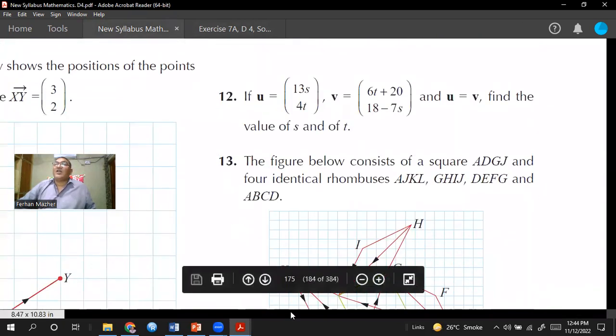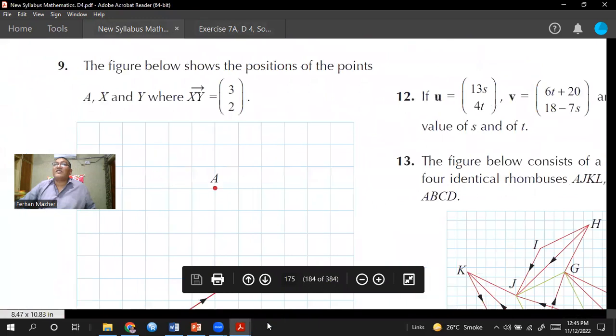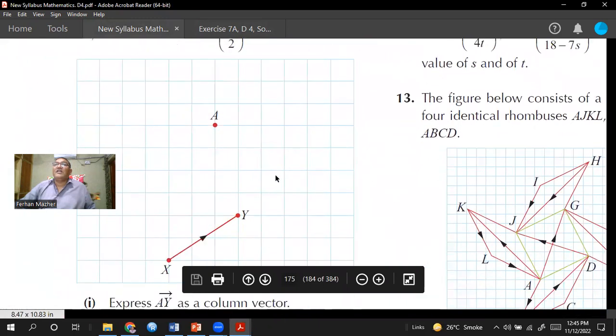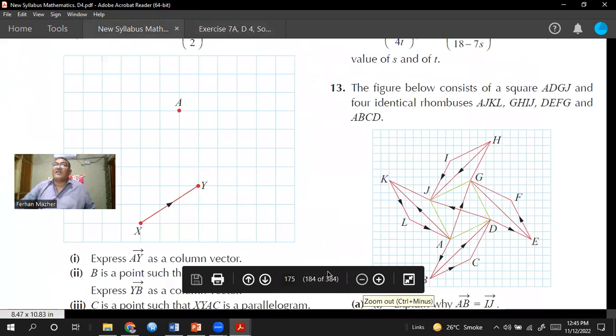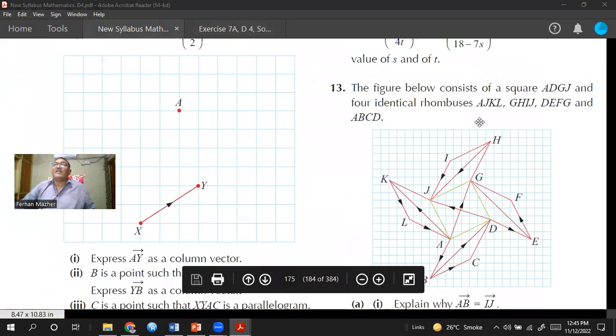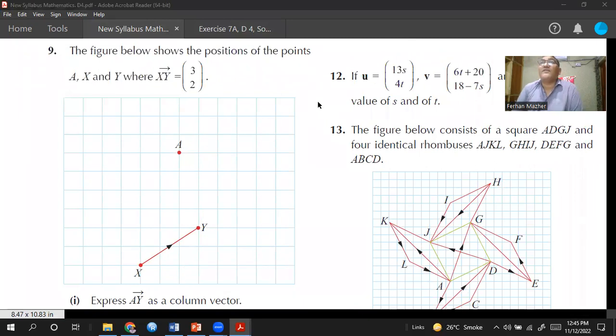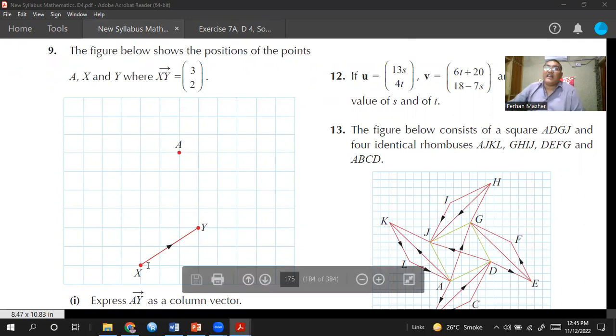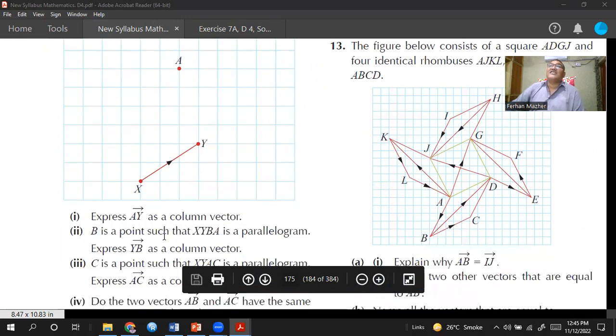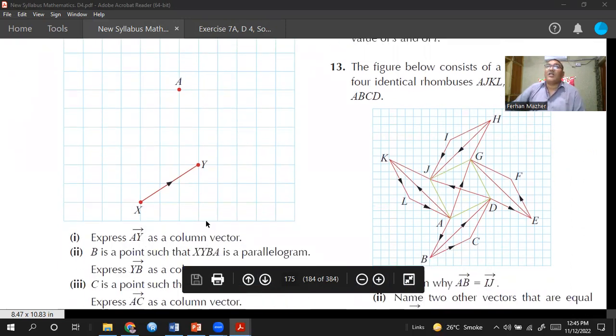Okay, so we are now going to the next question, and the next question coming up on your screen is this question. What they are saying is the figure below shows the positions of the points X, Y, and A, where XY is (3, 2). (3, 2) means you move 3 steps to the right and then you move 2 steps up. So this is already here. They say express AY as a column vector.